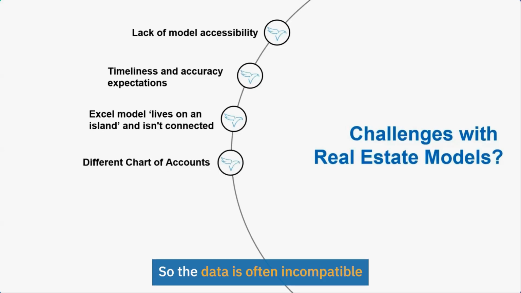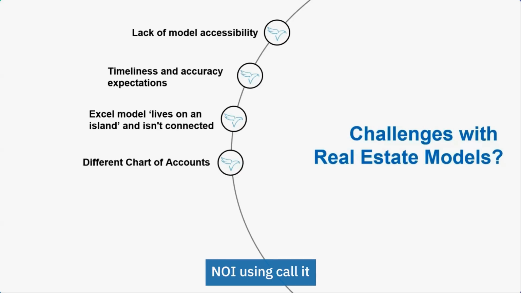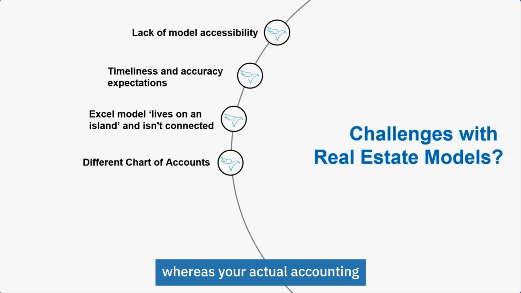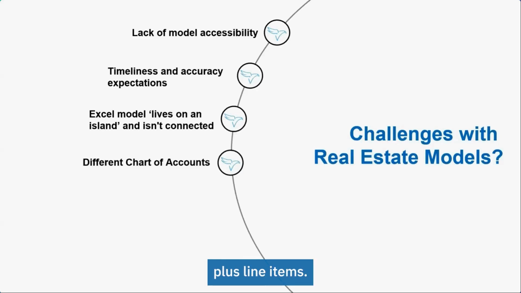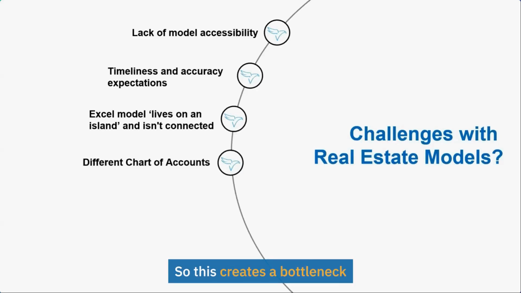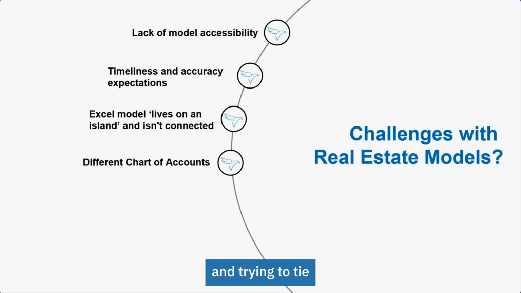With that too, there's varying chart of accounts. So the data is often incompatible because your analyst is likely going into Excel to calculate NOI using, call it 20 categories for cash flows, whereas your actual accounting team and data may have 100 plus line items. So this creates a bottleneck of administrative efforts in trying to tie the various chart of accounts when reporting.